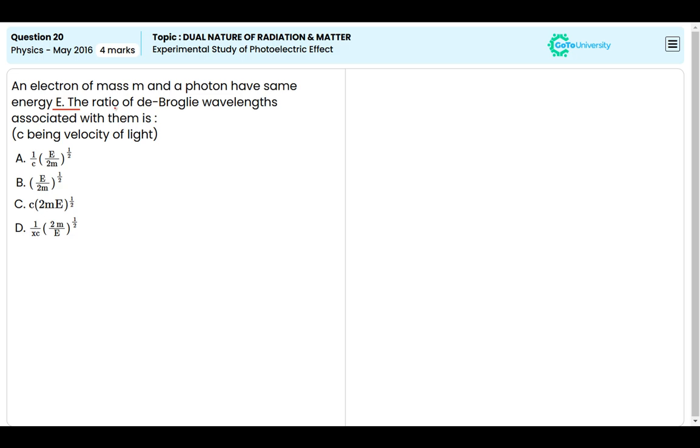C is the constant velocity we need to take here, the velocity of light. Then which of the following options is correct? We need to find that here.